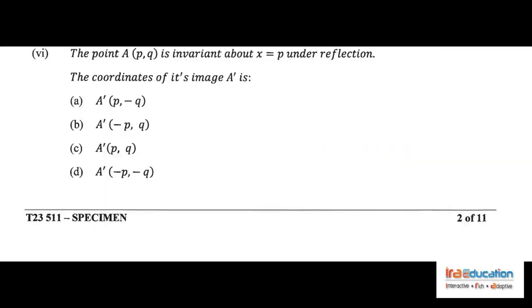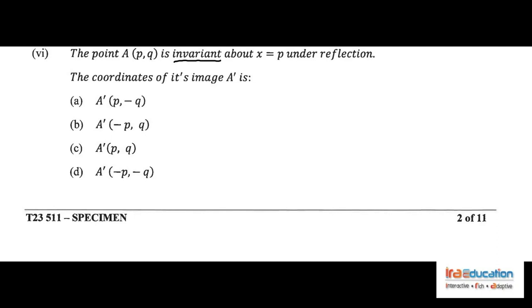Let us look at problem number 6. It says that point A, whose coordinates are p and q, is invariant. The moment you hear the word invariant, your thought should immediately run in all possible directions. You need to understand that whenever a point is invariant, it implies the image is itself. So the image is not away from the line.